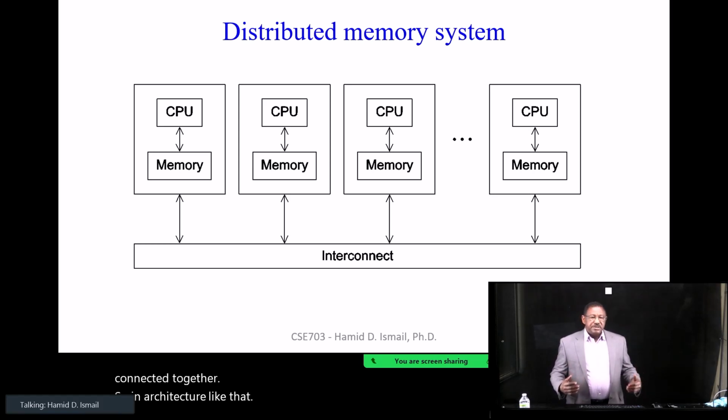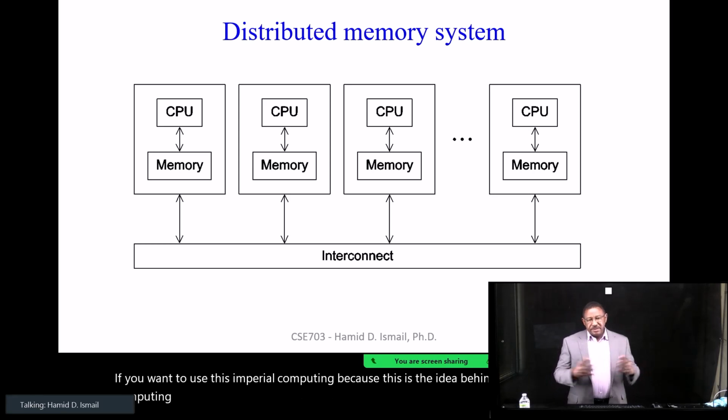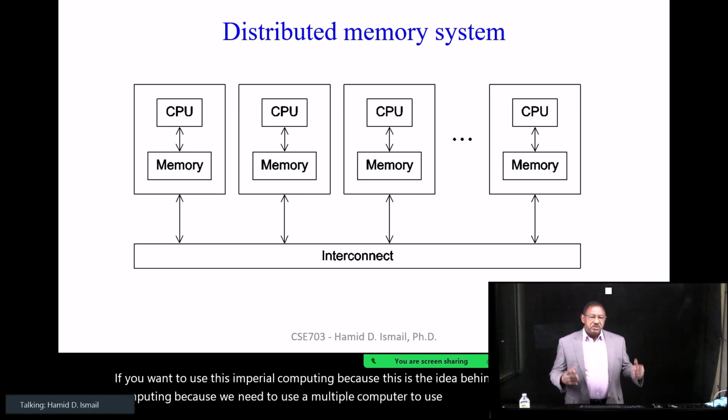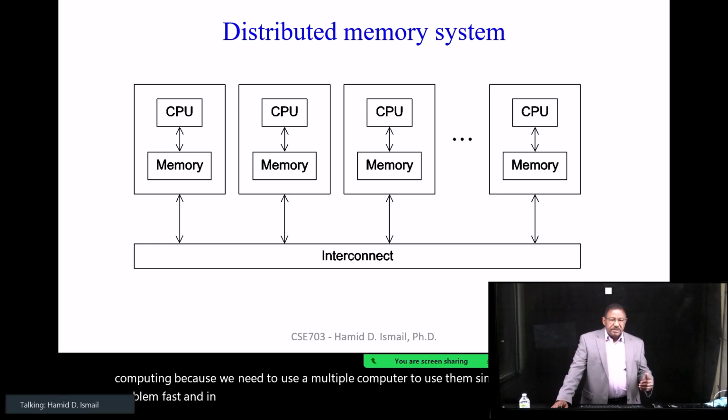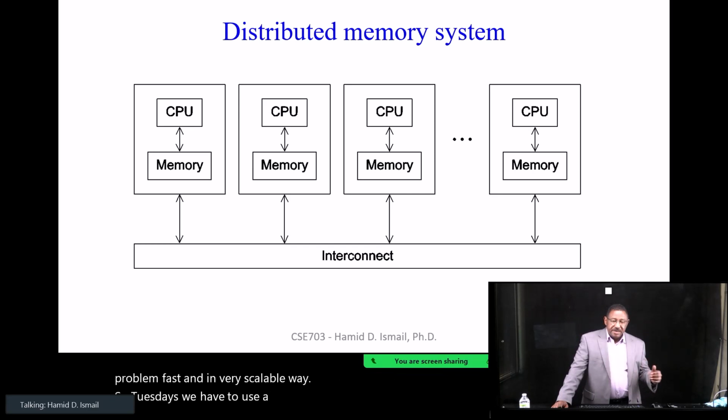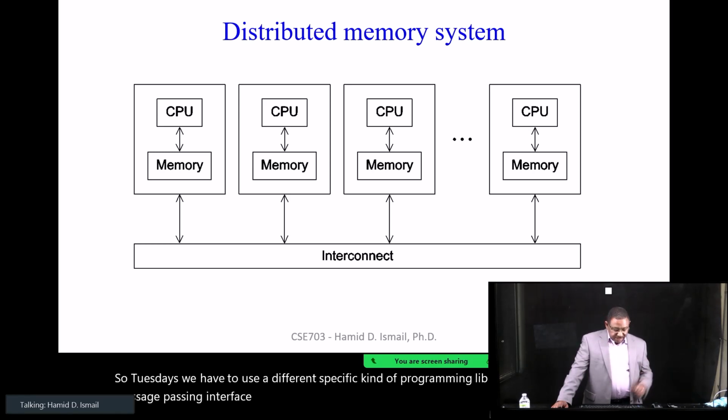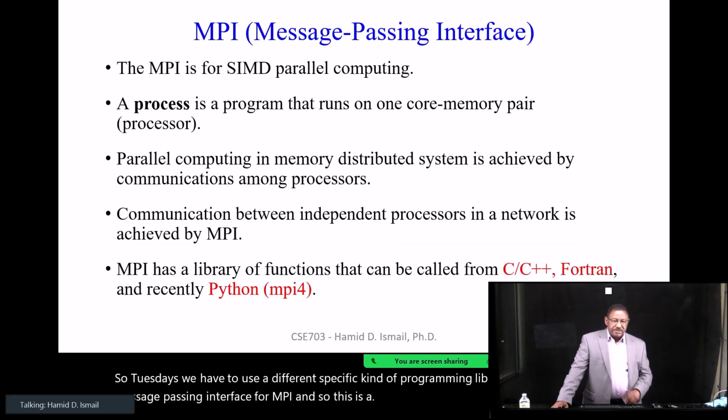So in an architecture like that, if you want to use it in parallel computing, because this is the idea behind parallel computing, we need to use multiple computers simultaneously to solve a problem fast and in a very scalable way. So to use this, we have to use a specific kind of programming library. So we are using the Message Passing Interface, or MPI, and this unit will be about this.